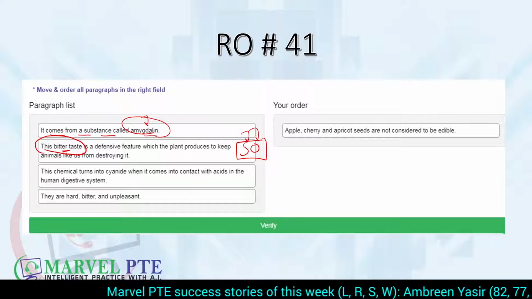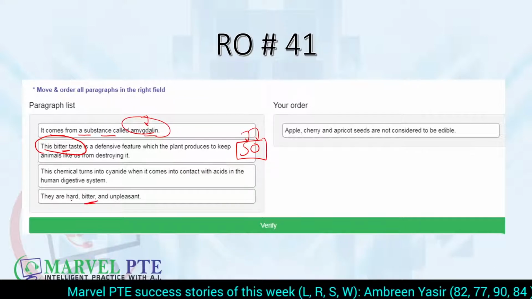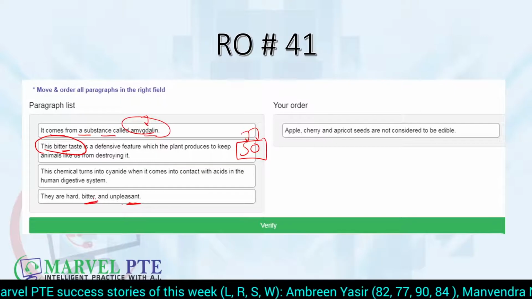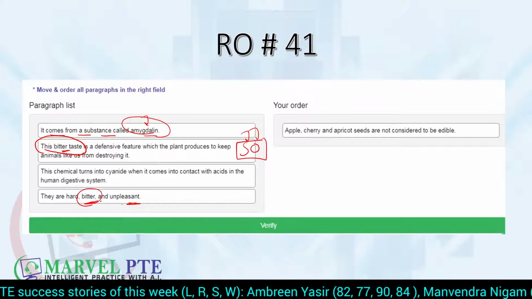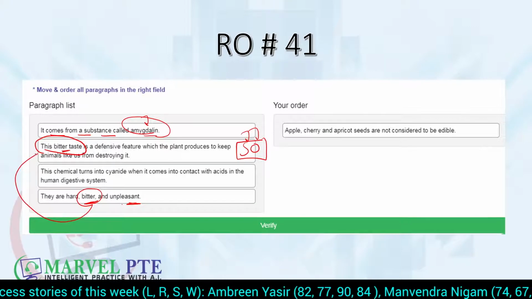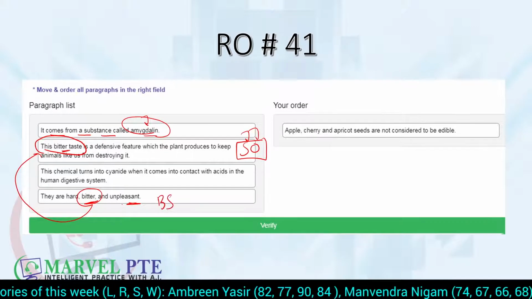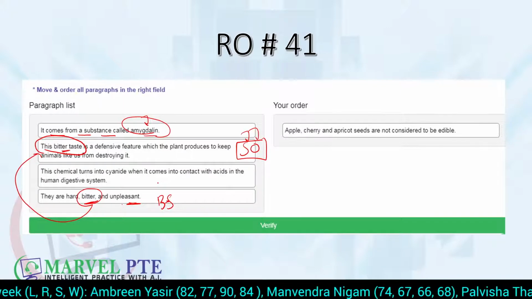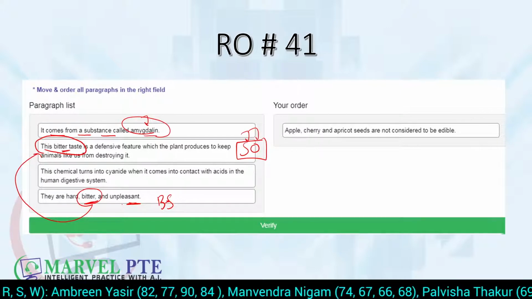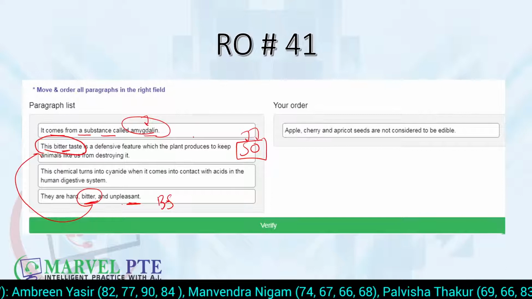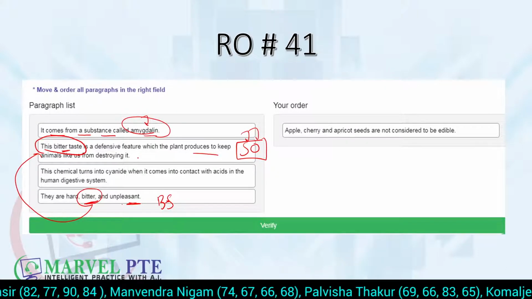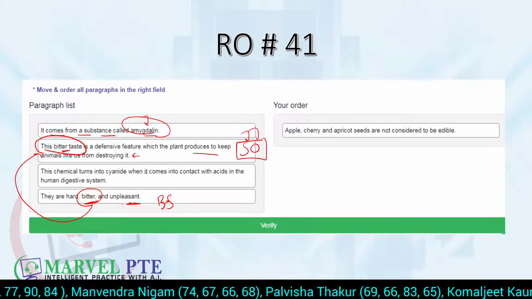So where is bitter coming up here? Here: they are hard, bitter and unpleasant. Okay. So first you are talking about bitter generally, telling that it is bitter, and then with our BS strategy, the broad to specific strategy, you are just explaining it further, specifying it. So this bitter taste is a defensive feature which the plant produces to keep animals like us from destroying it. Okay.